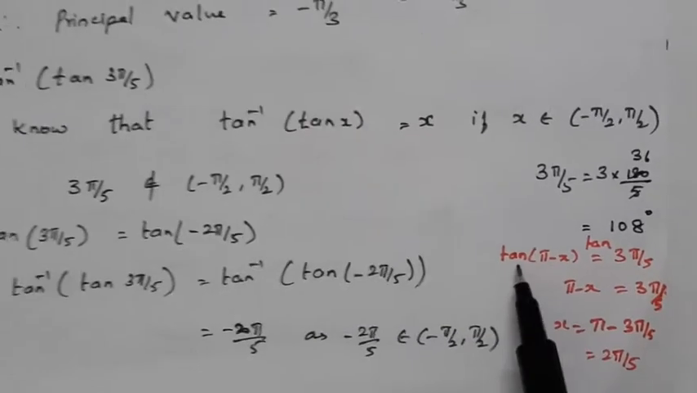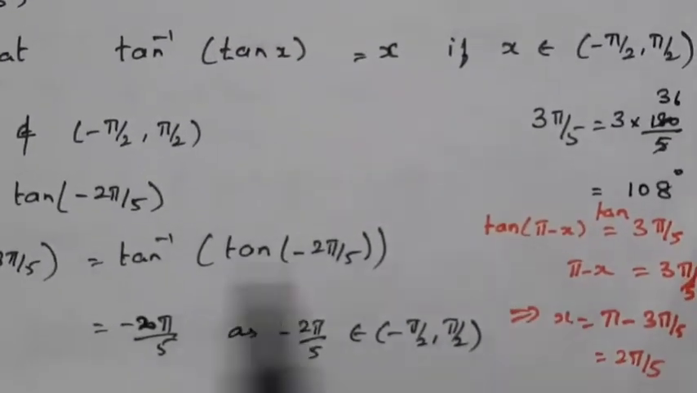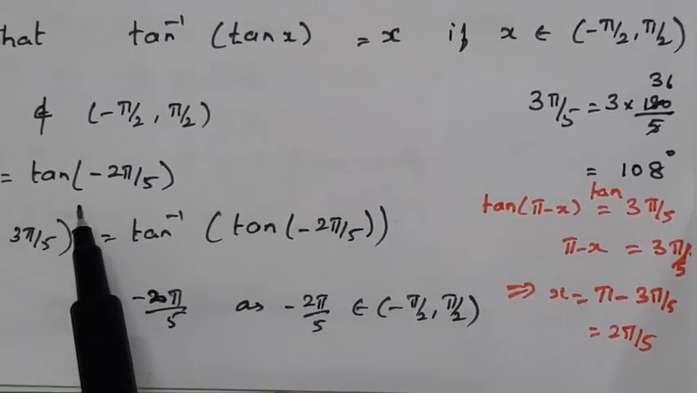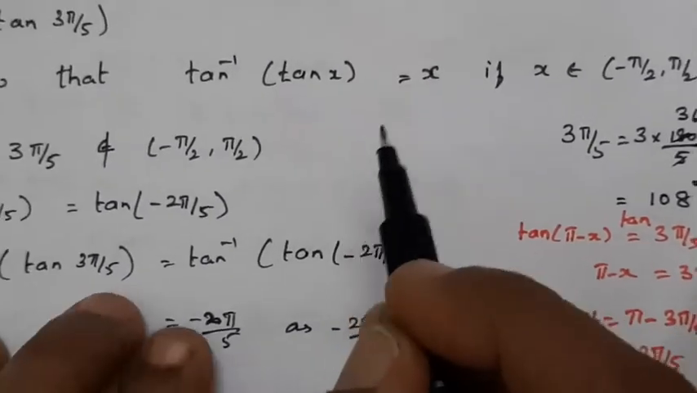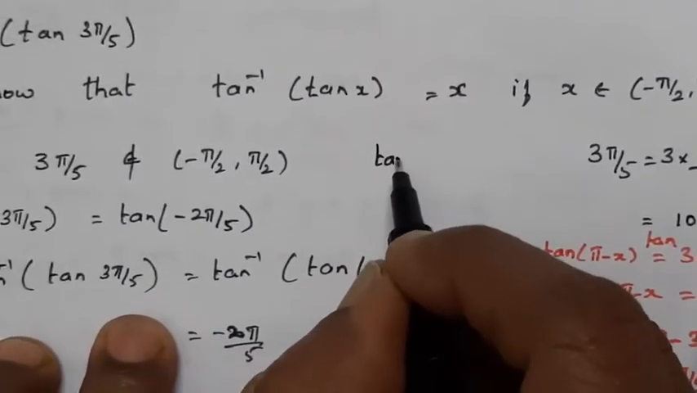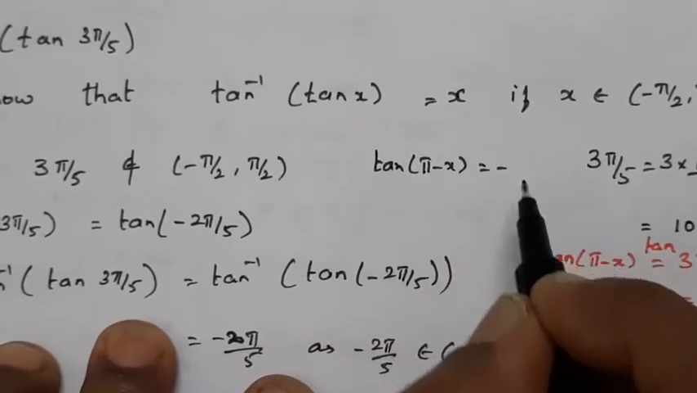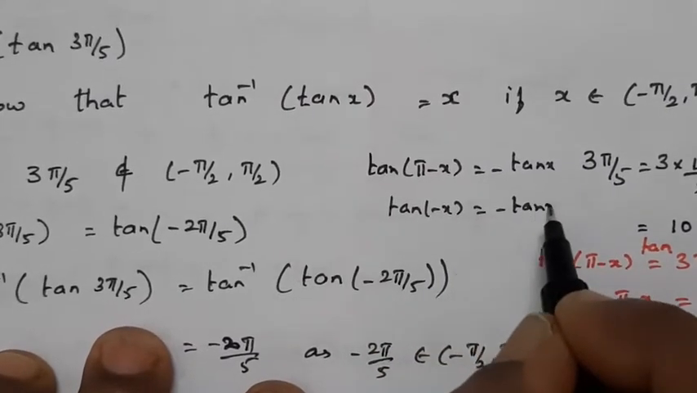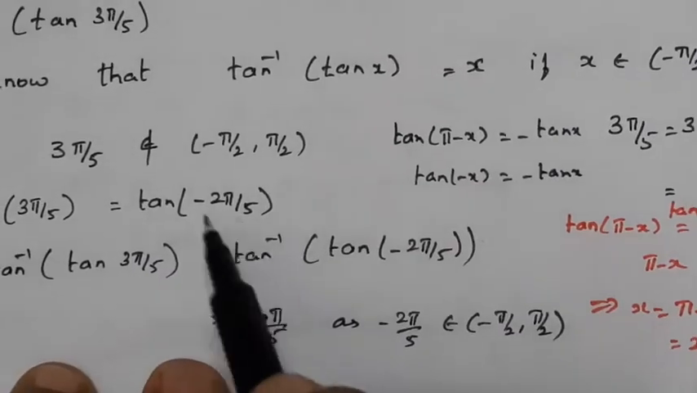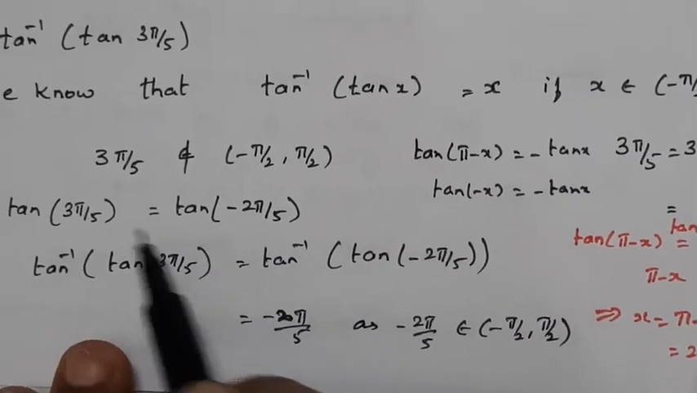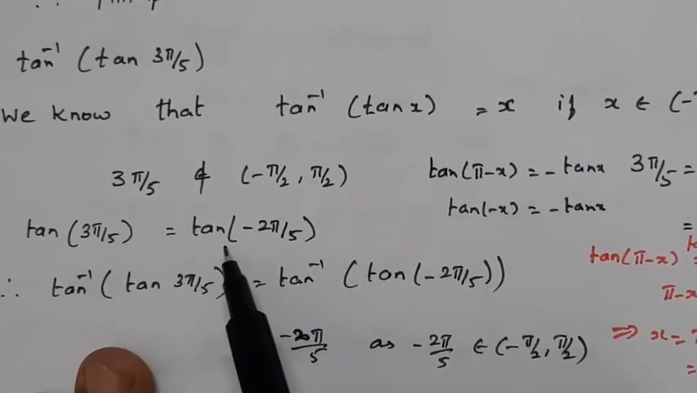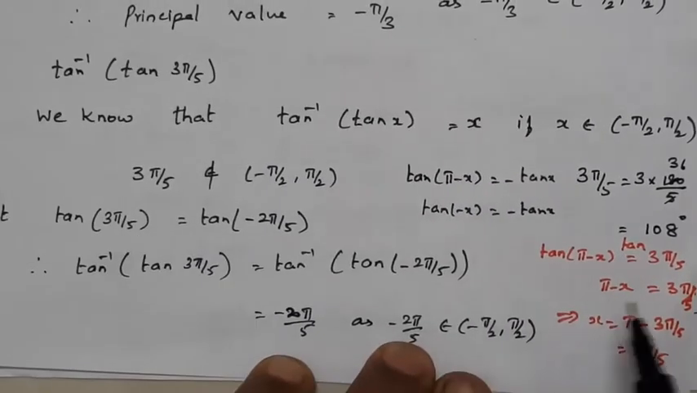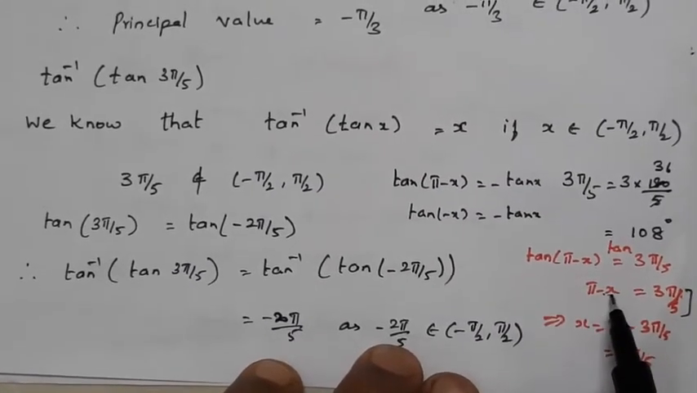Let us see here. You know that tan of pi minus x is equal to minus tan x, and tan of minus x is also equal to minus tan x. So using this property only we are going to find the value, so that we get an equivalent angle whose tangent values are equal. So what you have to do, take this pi minus x as 3 pi by 5. Find the value of x from this.